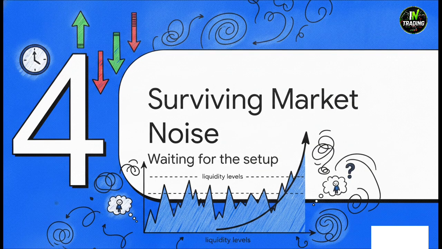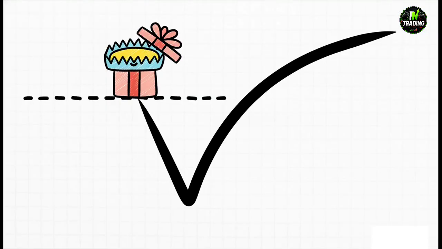Which brings us to Section 4, Surviving Market Noise, the psychology of waiting for the setup. Let's dive into a real case study, starting on a Thursday morning at 10 a.m. The market sets up this beautiful internal liquidity on the lower timeframes, but then it completely ignores it and just goes on a massive run.